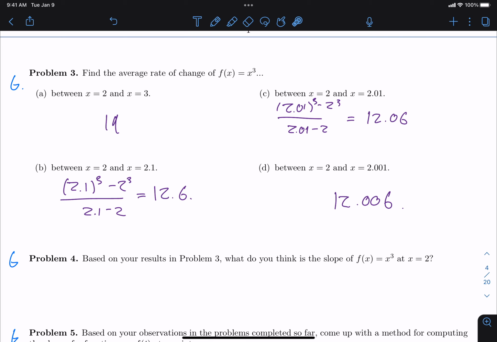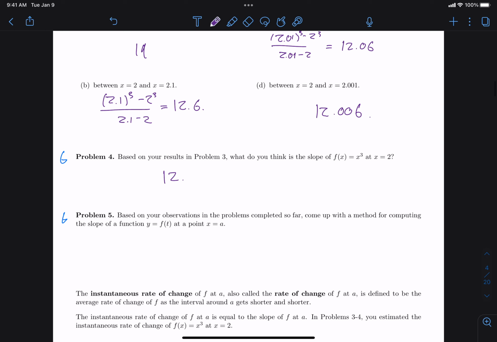12. Looks like we're going to 12. Okay, good. So that's part four. It's 12. So now the hardest part is part five. I'm not looking for a formula here. What we're looking for is just a general method. A method is like a set of instructions which we could use to find the slope of a function at a given point.